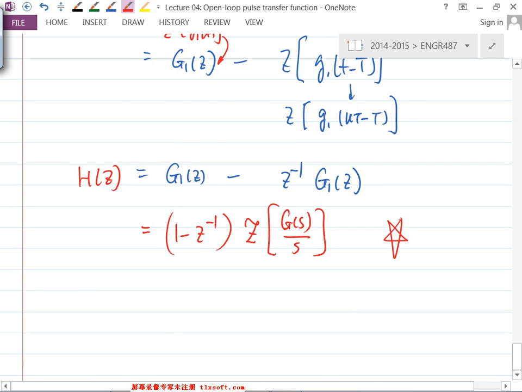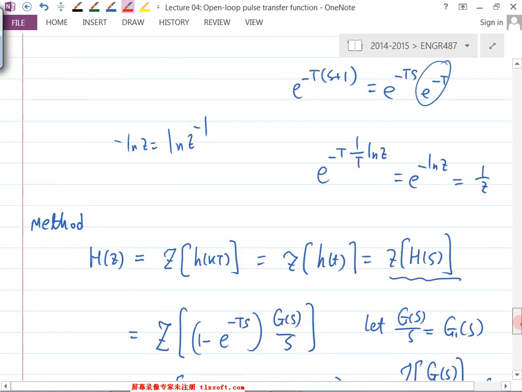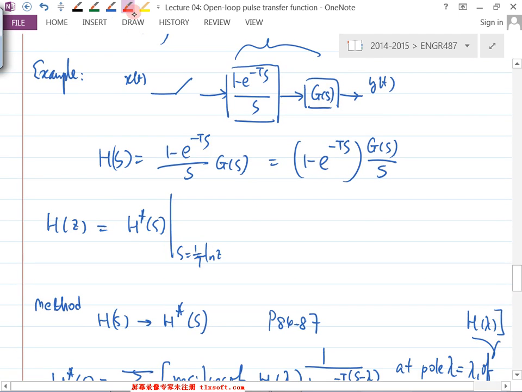Is that good? So let me give you a more concrete example now, just to plug in this case here. Let's say I'll give you one simple example. Let's say this is my system G of s.